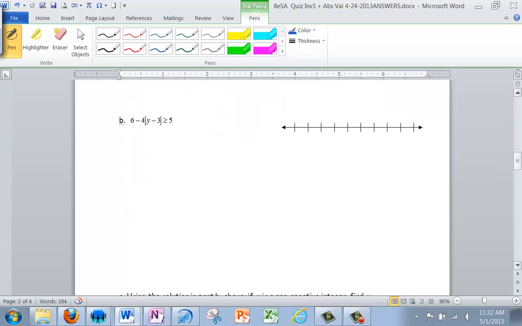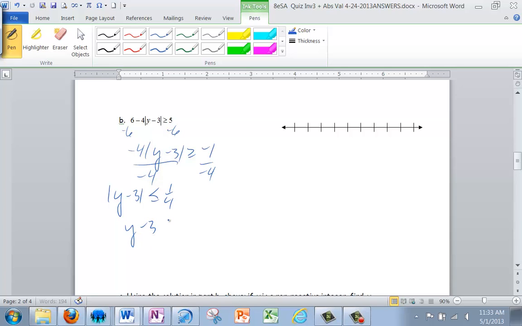This was the hardest one on the test, and purposely I made it hard, you know, because you need to see as hard as it'll get. Isolate first, so you have -4, absolute y minus 3 is greater than -1. And then when you divide by -4, that needs to flip the sign over, my friends. So it would be less than or equal to 1/4.